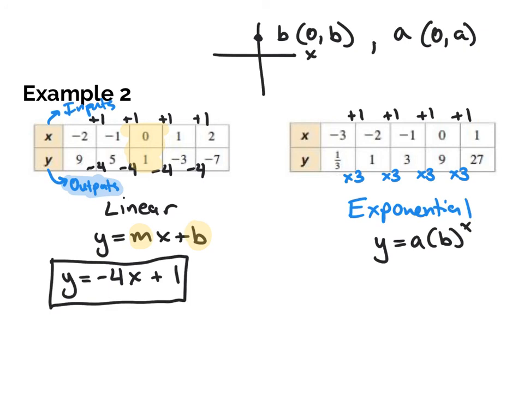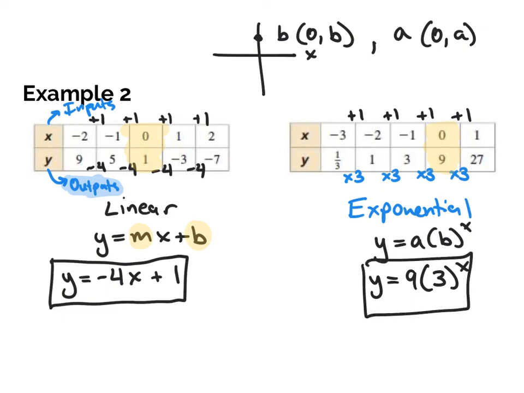So on my table, I want to identify where x equals 0, which I can see right here, which means that my a value is going to be 9. So I'm going to plug in first y equals 9, and then in parentheses, b is going to be my multiplier. So notice I'm multiplying by 3 every single time. So 3 is going to go inside the parentheses, and then I would write x again as my exponent.